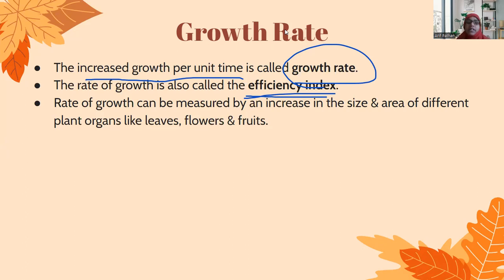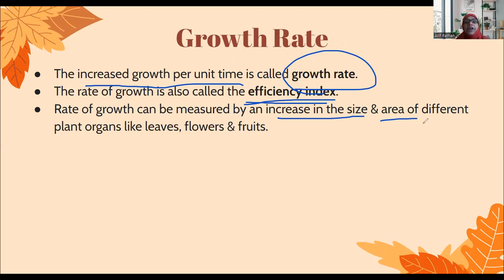You can measure this with the increase in size or the increase in area of different plant organs like the leaf. You can measure the initial size of the leaf and then how much it has grown, the initial size of the flowers and how much they have grown after a unit time, after a particular time. So leaves, flowers, fruits, etc. Different organs can be taken into consideration.